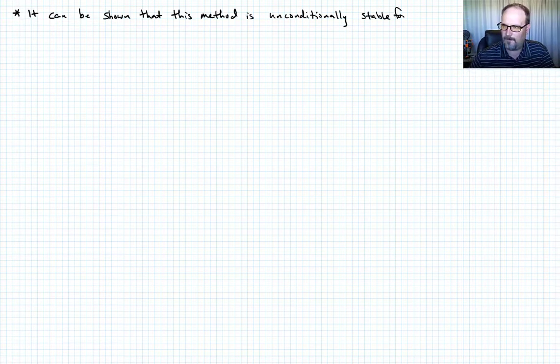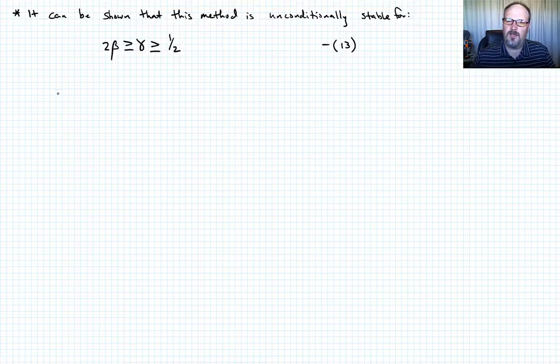So why do we use this method? Well, the primary reason is that it can be shown that this method is unconditionally stable for the following: in the case where 2 beta is greater than or equal to gamma, and gamma is greater than or equal to 1/2. Let's call that equation 13. What does unconditionally stable mean? It's an important quantity, something that we don't always get with explicit solutions.